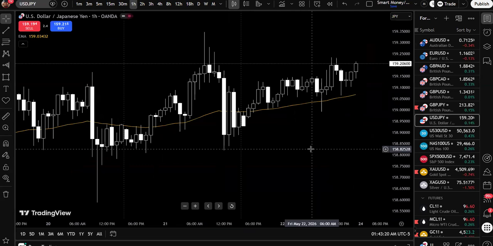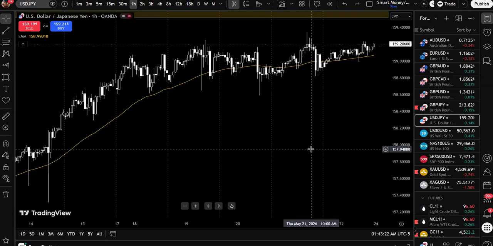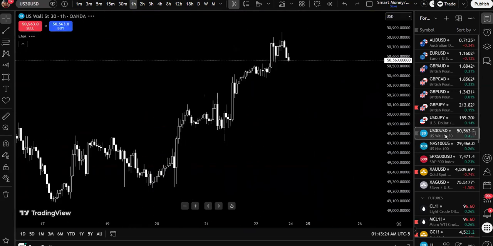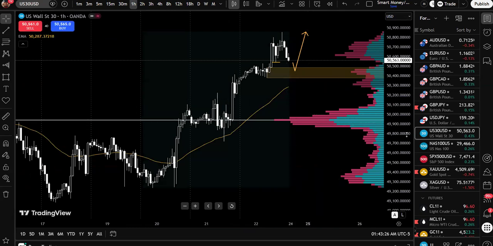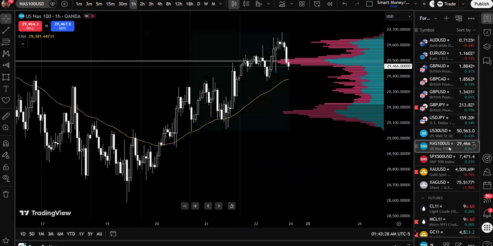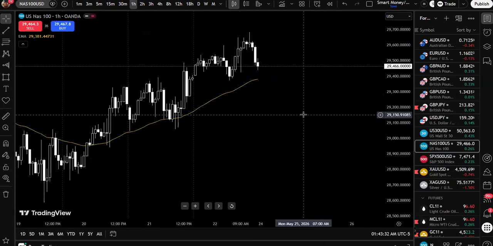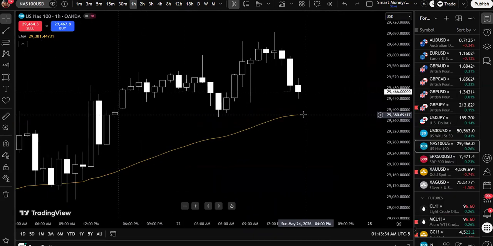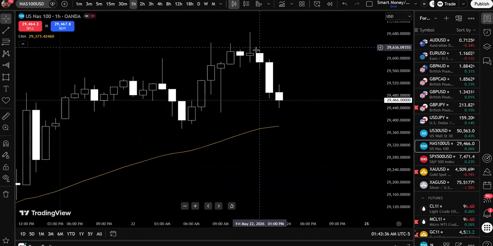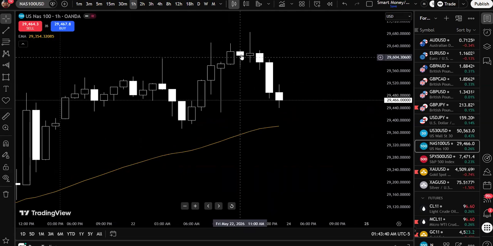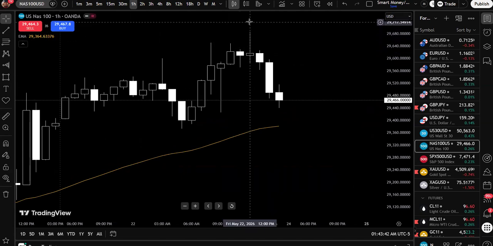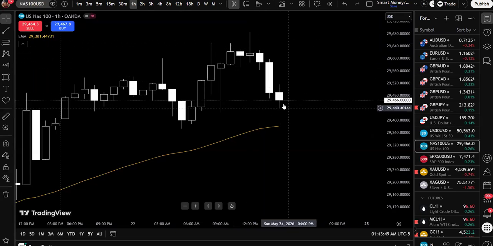Let's see if we can find something. Let's see, US 30. Oh, this was a setup I got for US 30. Let's look at this one. This is the NASDAQ, NAS 100. All right? Look at what we got. Look at this candle right here. All right? You can see what happened. See this long wick? I mean, price went up, but then the sellers came down. This is a reversal point.